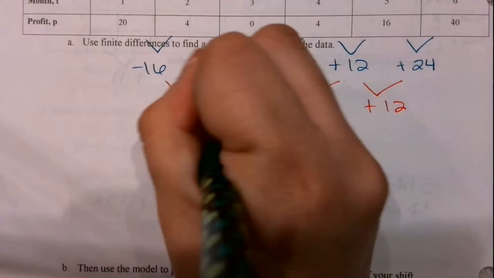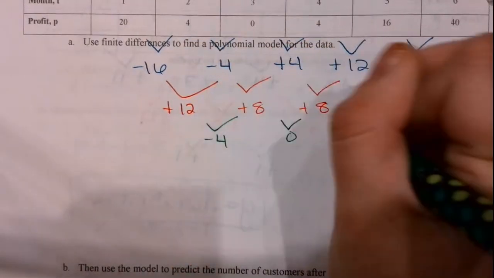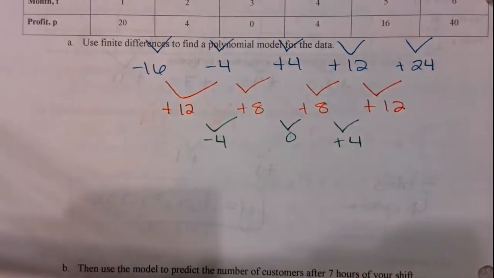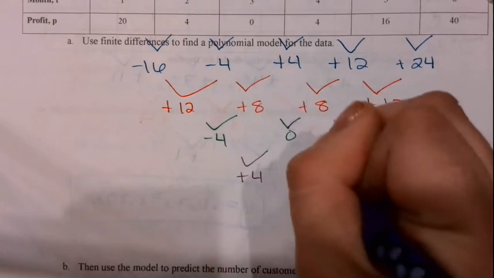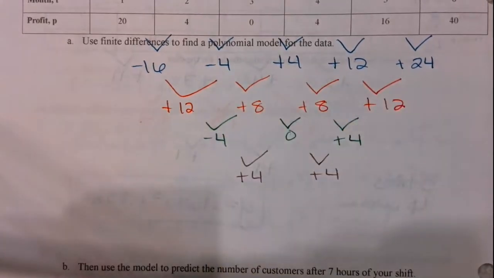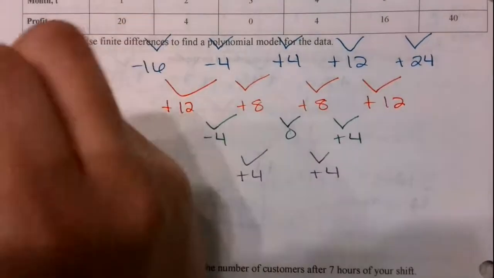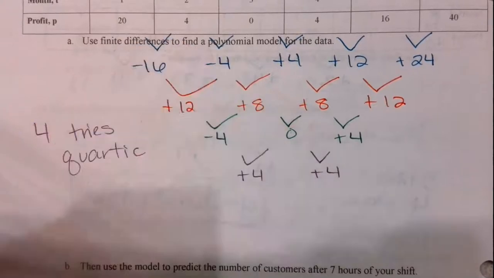Not the same. This one, I subtract 4. I don't do anything. I add 4. Then this one, I add 4, and I add 4. So this one took me 4 tries. So this one is quartic, like quarters in a dollar.